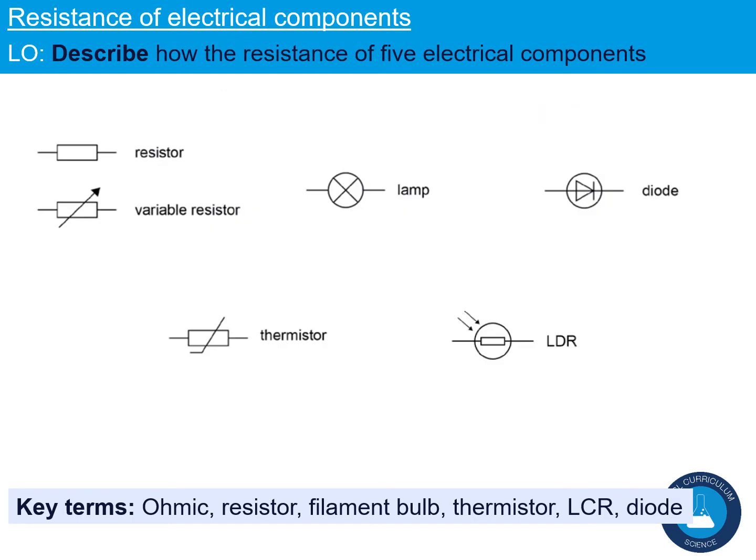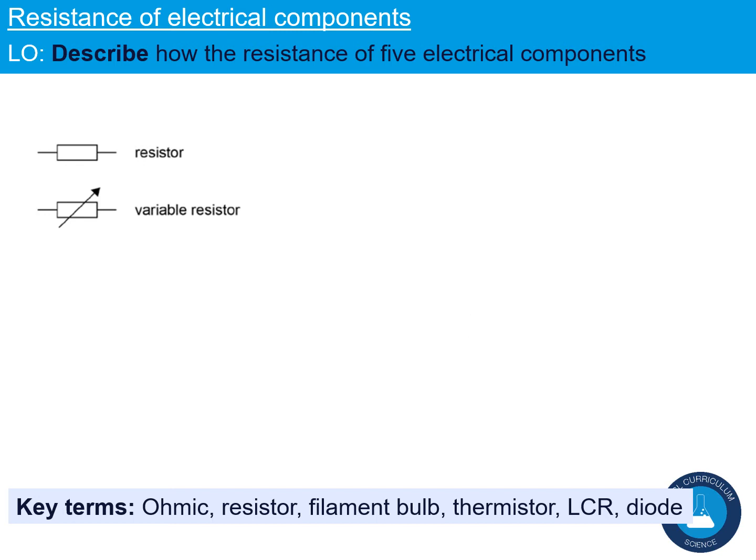So today we are going to look at 5 different electrical components. We're going to be looking at resistors and variable resistors. We're going to be looking at lamps, sometimes also called filament bulbs, diodes, thermistors, and light-dependent resistors. So let's start with the resistor or the variable resistor. These are both examples of ohmic conductors. This is because they obey Ohm's law.